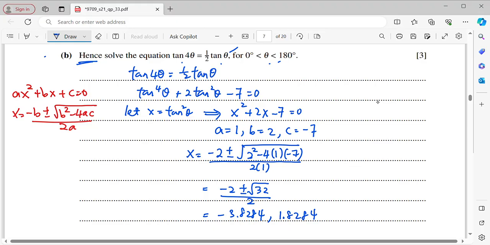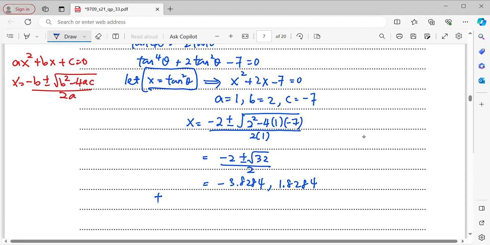Okay, then now we need to solve for the theta. That means now we have to refer back to x equals to tangent squared theta. So now tangent squared theta is negative 3.8284 or tangent squared theta is 1.8284. So we know that tangent squared cannot be negative. Means that the first one will not give you any solution. So I will just write no solution because it is negative for squared.